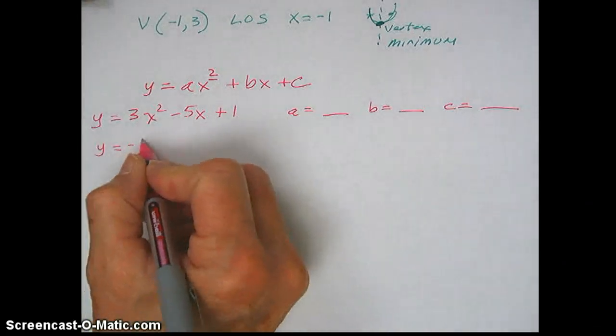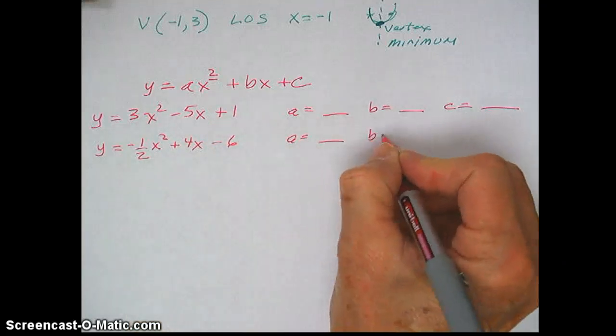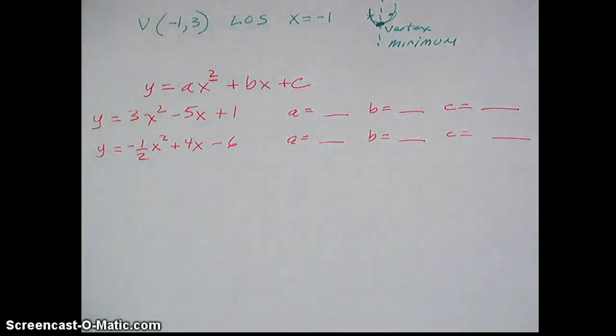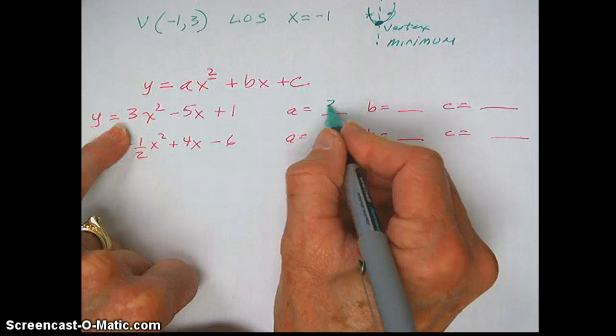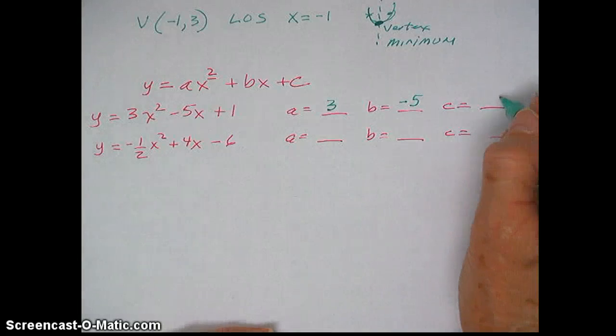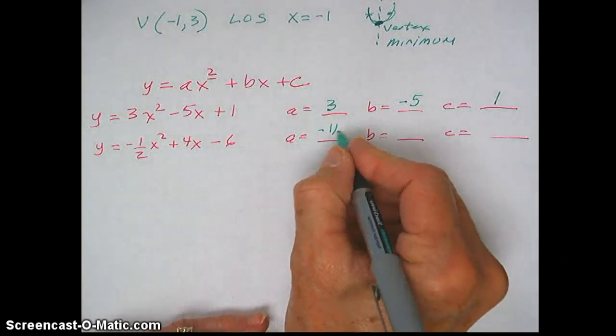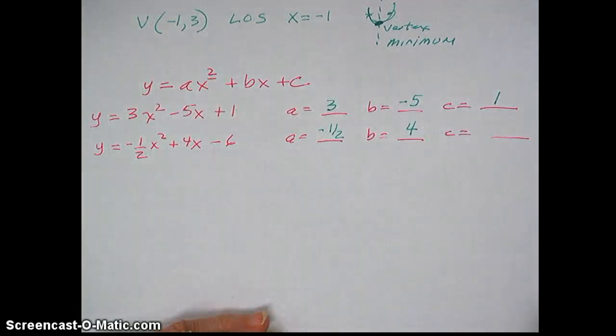Or if I have y equals negative 1/2 x squared plus 4x minus 6, what would a, b, and c equal? So again, hit stop and then see if you can identify what those coefficients are. The coefficient a is the number in front of the x squared. The b is the coefficient in front of the x. And the c is the coefficient that is just a constant. Okay. In the second example, a would equal negative 1/2, b will equal 4, and c would equal negative 6.